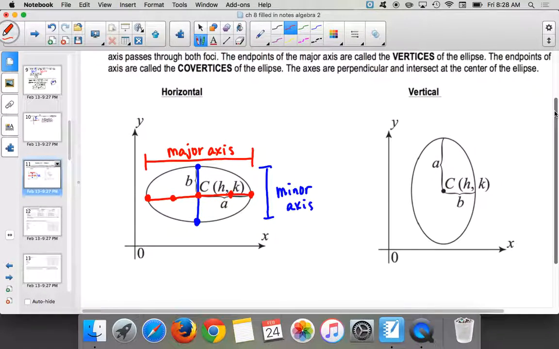So your major axis in this case would be here, right? And then the minor would be this other axis.